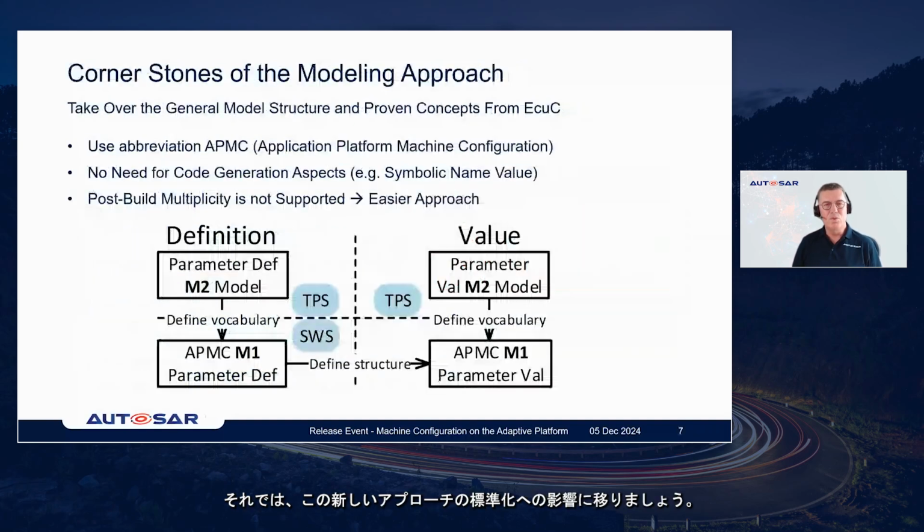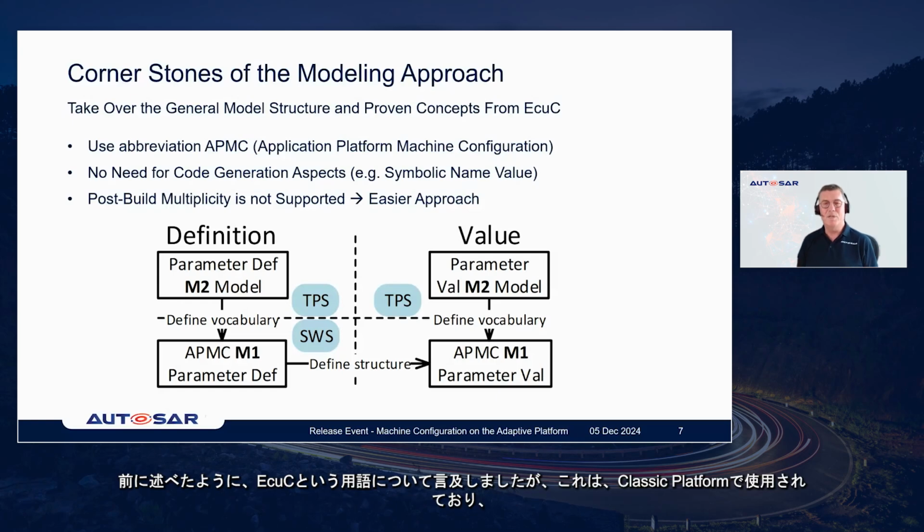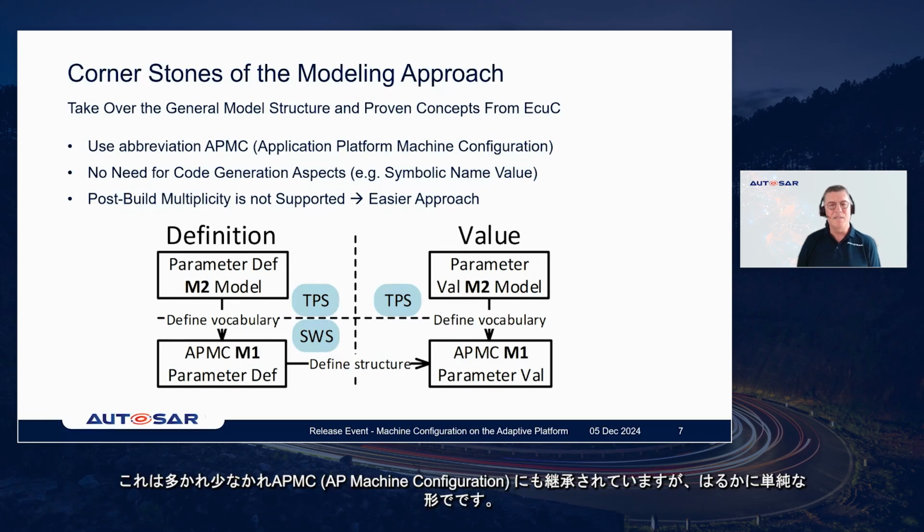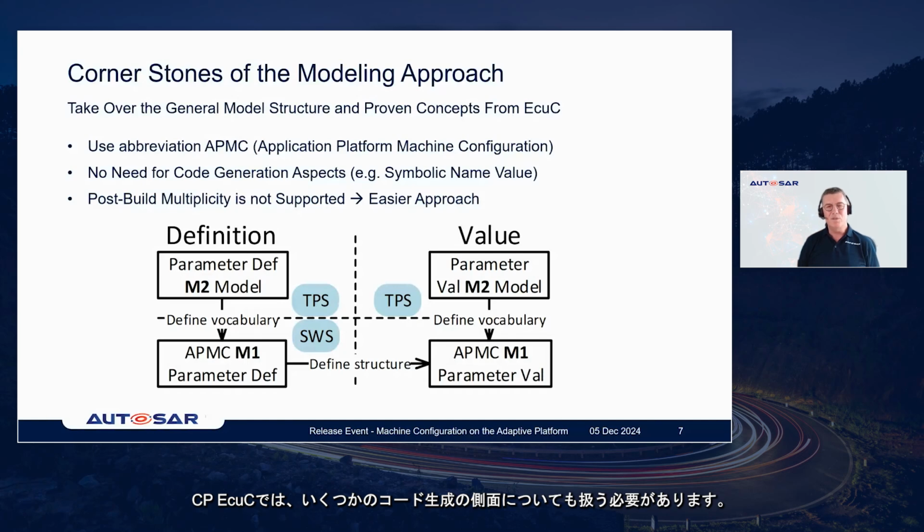So let's now switch to the impact of this new approach to the standardization. As I mentioned before, I already mentioned the term ECUC, which is used on the classic platform, which is basically the role model for our new approach. This is more or less taken over into APMC, but in a much simpler form. So ECUC needs to take care of some code generation aspects, so for example, to consider this symbolic name value approach.